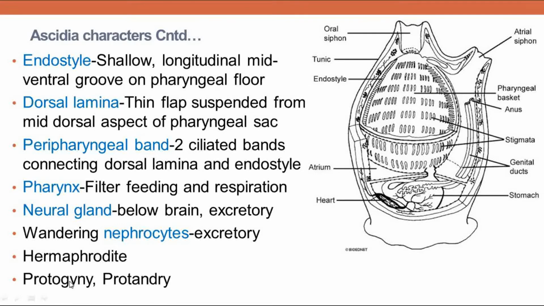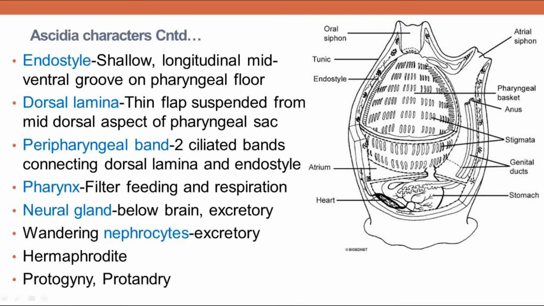If the ovary matures first and releases the ovum, it is called protogyny. So there will be no chance of this ovum meeting the sperm from the same organism. Similarly, if the male gonad matures first and releases male gametes, there will be no chance of these male gametes meeting the female gamete from the same organism. So protogyny and protandry are the mechanisms to prevent self-fertilization in hermaphrodite organisms.